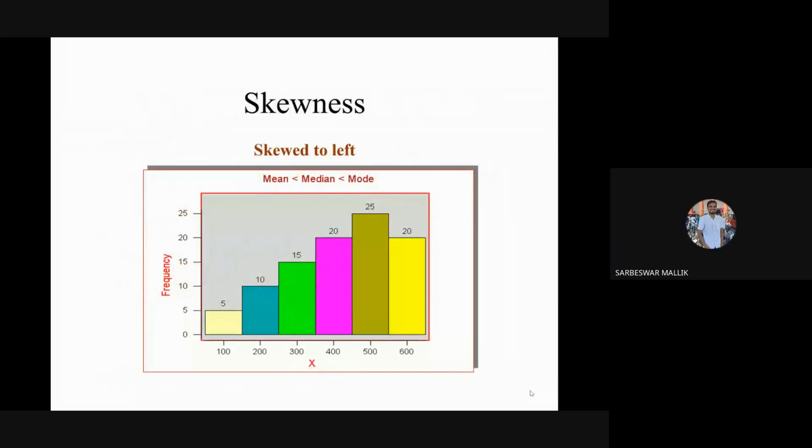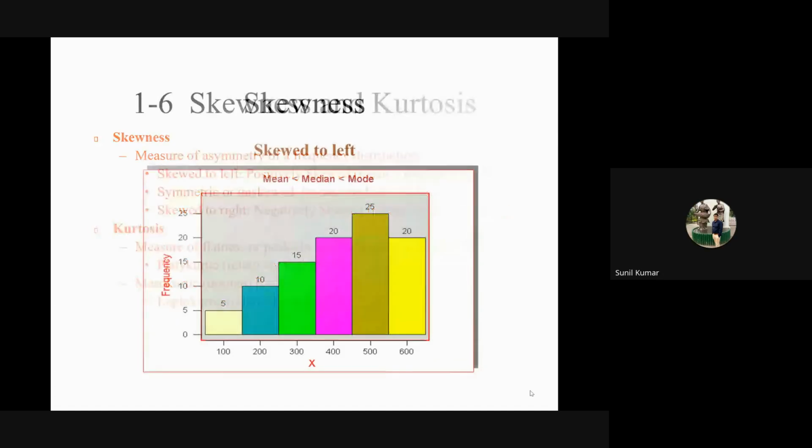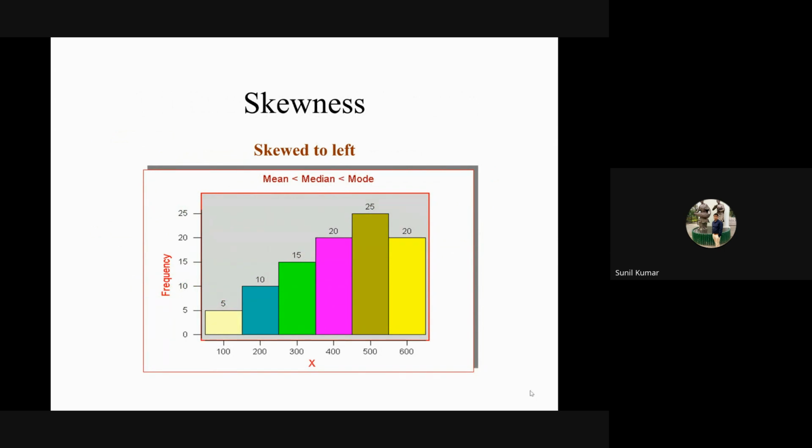Hello, sir. Excuse me, sir. Is the beta equal to 3? It is, sir, near about 3, because I have read that the value is 0.23.